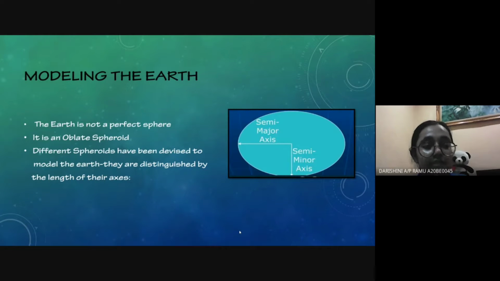So firstly, we're going to see modeling the Earth. What is modeling the Earth? Earth is not a perfect sphere. It is an oblate spheroid. Different spheroids have been devised to model the Earth. They are distinguished by the length of their axes.